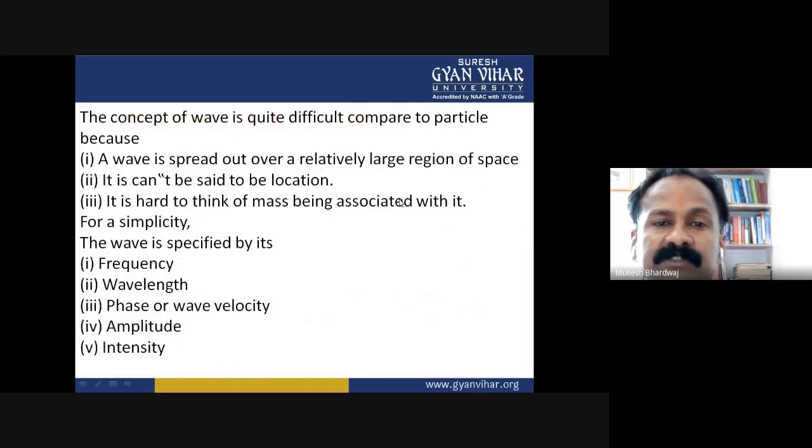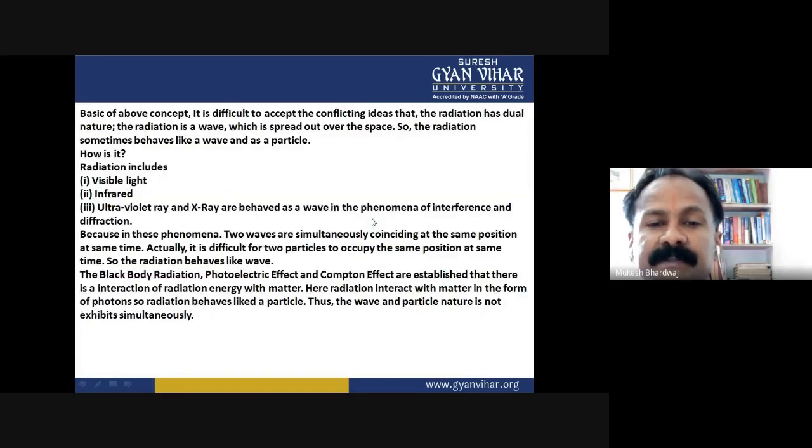The concept of a wave is quite difficult compared to a particle because a wave is spread out over a relatively large region of space. It cannot be said to have a location, and it is hard to think of mass being associated with it. For simplicity, a wave is specified by its frequency, wavelength, phase or wave velocity, amplitude, and intensity. Based on the above concepts, it's difficult to accept the conflicting idea that radiation has dual nature. Radiation is a wave spread over space, so how can it sometimes behave like a wave and sometimes like a particle?